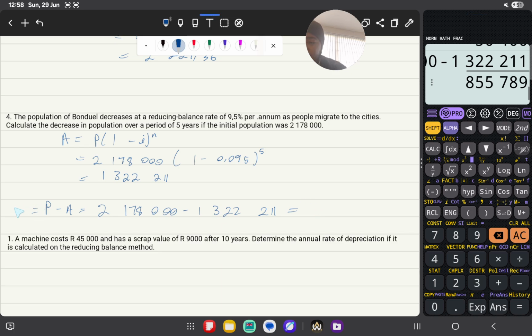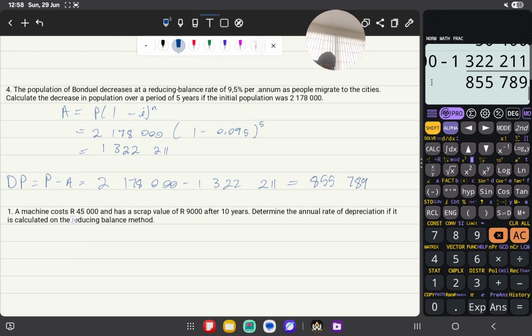Let me just write here: decrease in population. This is how many people would have left after 5 years if the reducing balance rate is 9.5%.